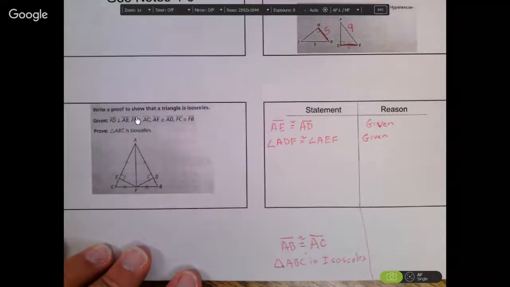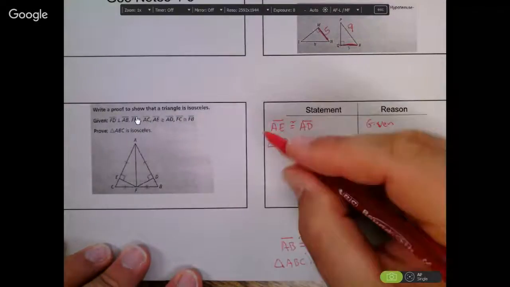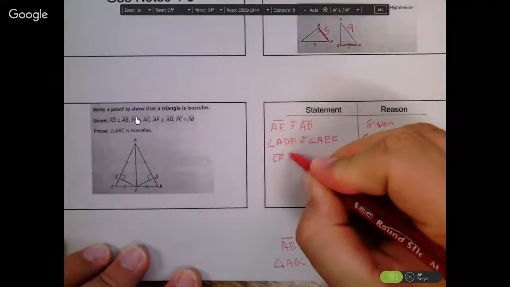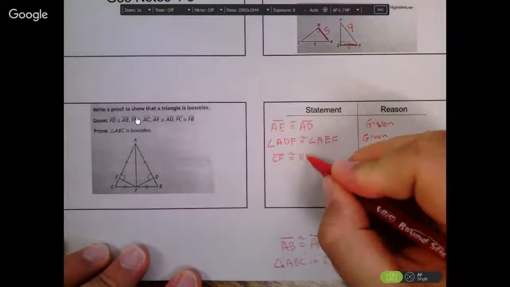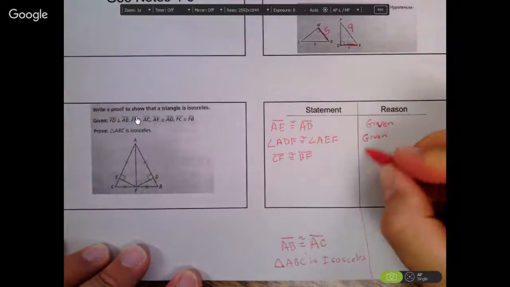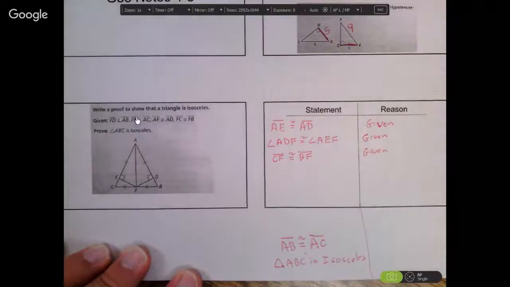CF is congruent to BF. Okay, given. Now we have side angle side.